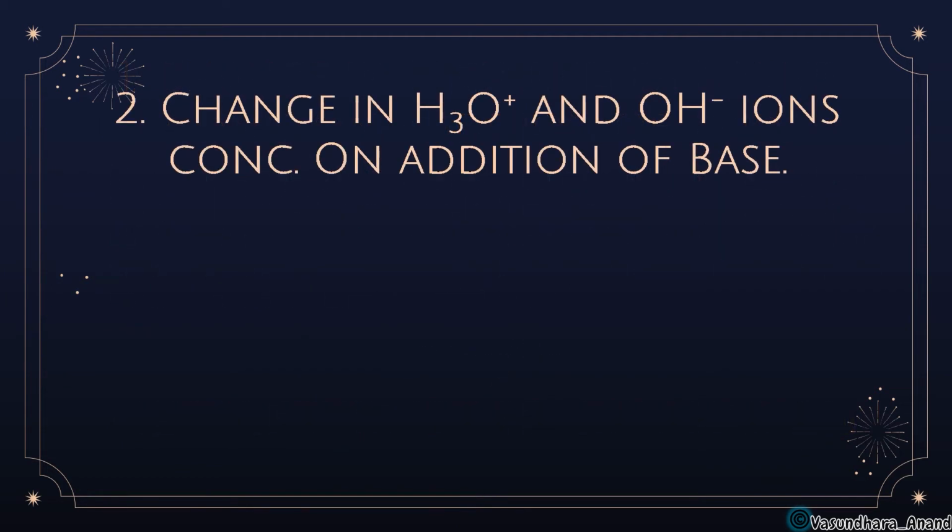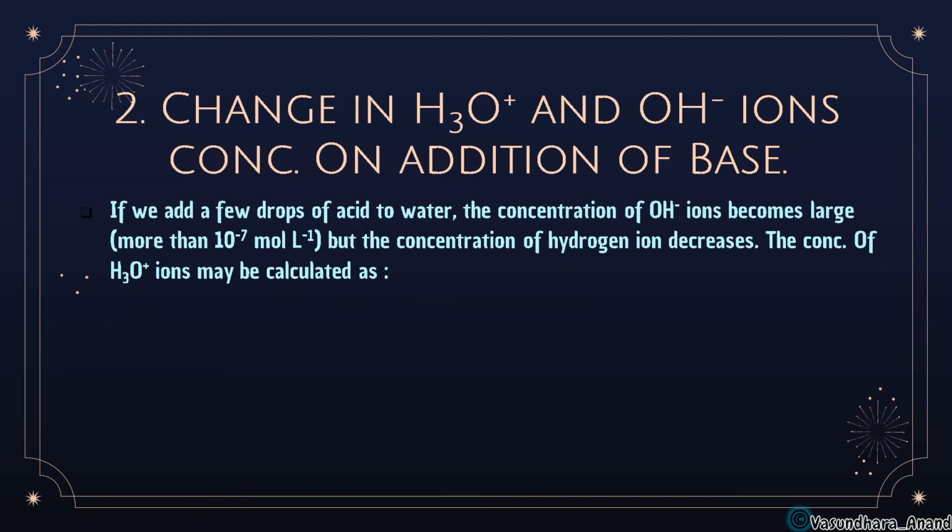Okay, change in H3O plus and OH minus ion concentration on addition of base. Now I'm going to add base. If we add a few drops of base to water, the concentration of OH minus ions becomes large. Here we have 2H2O, H3O plus and OH minus. If I add more OH minus ions, what will happen? The OH minus ion concentration increases, and due to this the equilibrium will again shift in the backward direction.